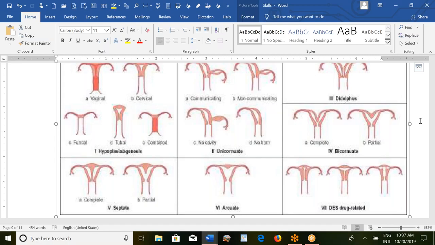Then coming to the arcuate uterus, yes, there is an increased incidence of breech presentations, especially in arcuate uterus. Abnormal presentations have been reported with arcuate uterus. Then the last is DES, drug related, where there is agenesis of the vagina.